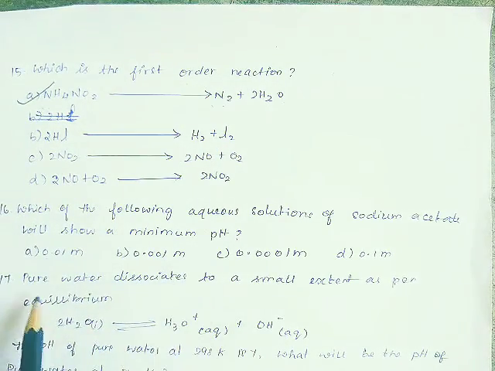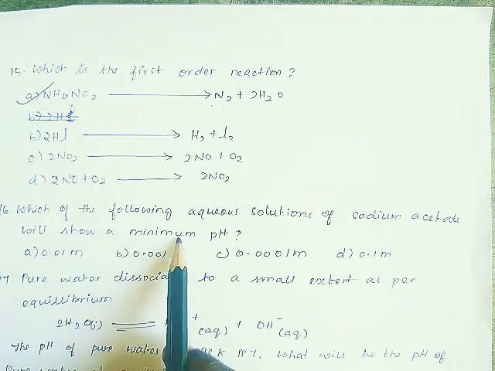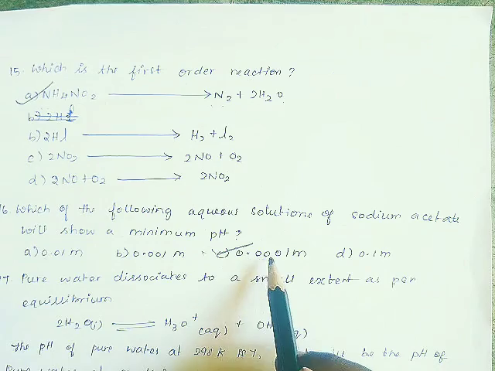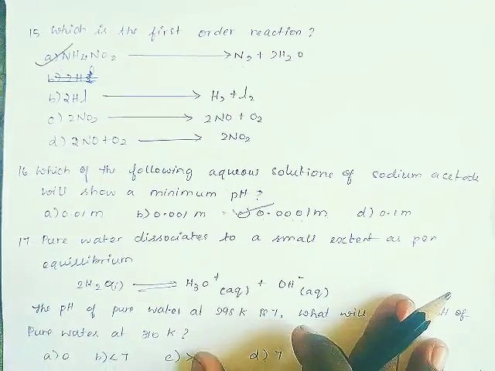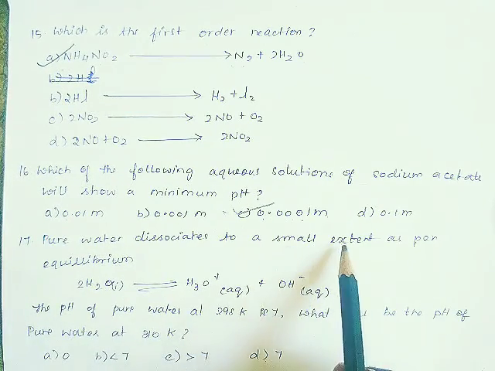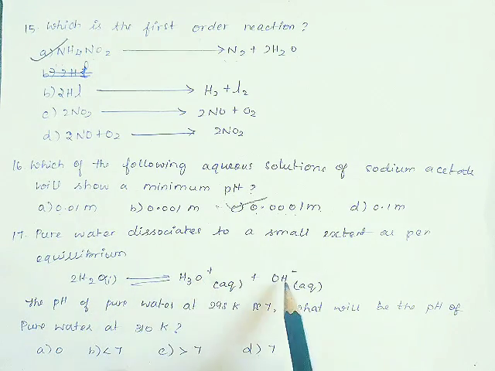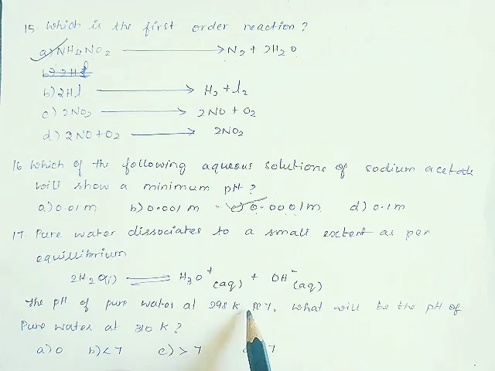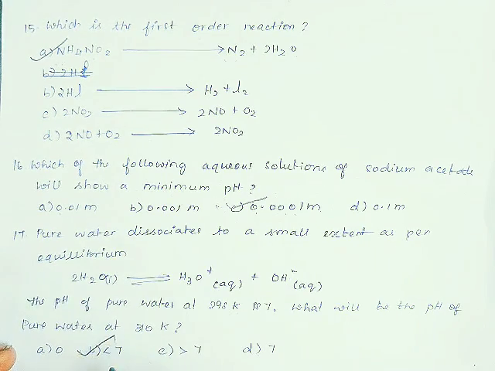Next, 16th question. Which of the following aqueous solutions of sodium acetate will show a minimum pH? And the correct answer is option C, 0.0001 M. Next, 17th question. Pure water dissociates to a small extent as per equilibrium 2H2O gives H3O plus and OH minus. The pH of pure water at 298 K is 7. What will be the pH of pure water at 310 K? And the correct answer is option D, less than 7.